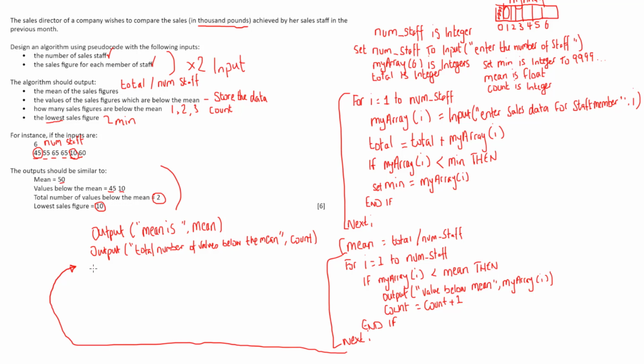Then we need the lowest sales figure, which I think is stored in min. So output, lowest sales figure, concatenate it with min. So I've done all of those now, happy with that. I've got the lowest sales figure, I've got the mean, I've got the sales below the mean, and I've got the mean itself. I've taken the inputs, I've stored it, I've looped through my array, and that's it for 6 marks.